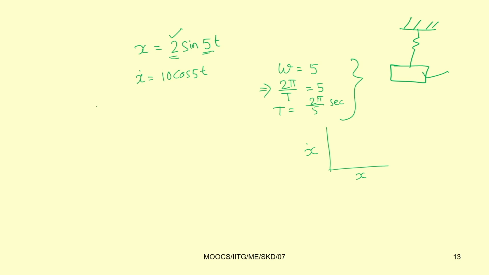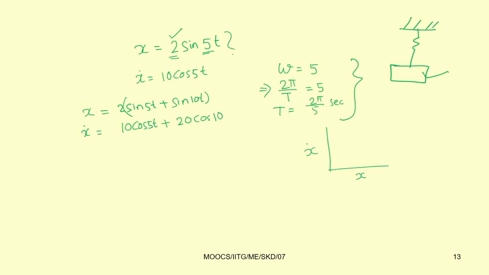And let us take one more example. Take x equal to 2 sin 5t plus sin 10t. So here x dot will be equal to, for the first part 2 sin 5t, this becomes 10 cos 5t, plus here 20 cos 10t.